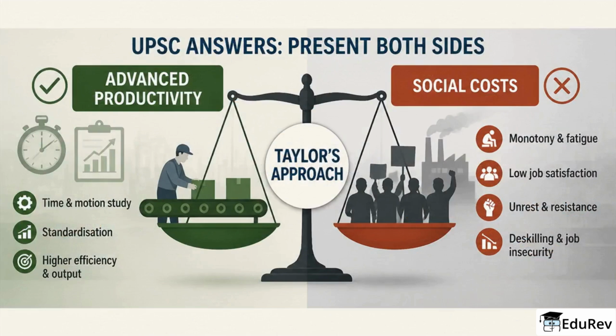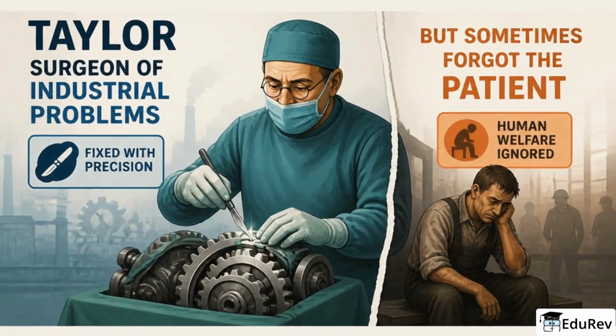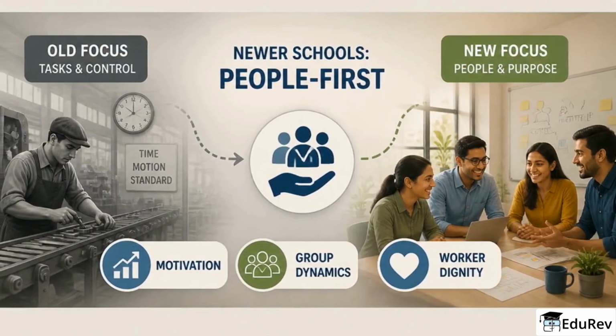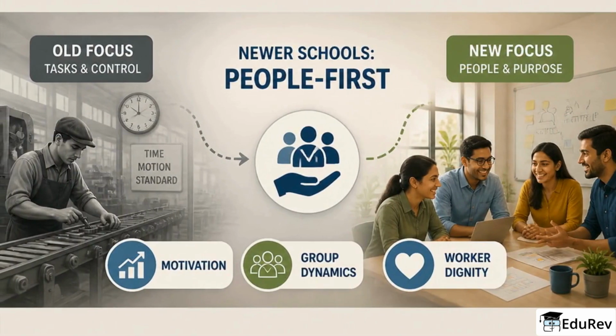For UPSC answers, you should present both sides: how Taylor advanced productivity and how his methods produced social costs. Use an analogy. Think of Taylor as a surgeon who fixed industrial problems with a scalpel, but sometimes forgot the patient. This helps explain why later schools, like human relations, emphasized motivation, group dynamics, and worker dignity.